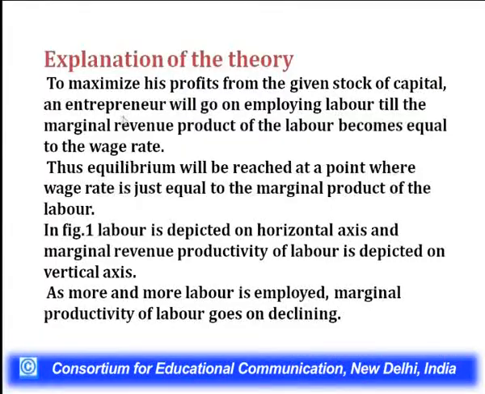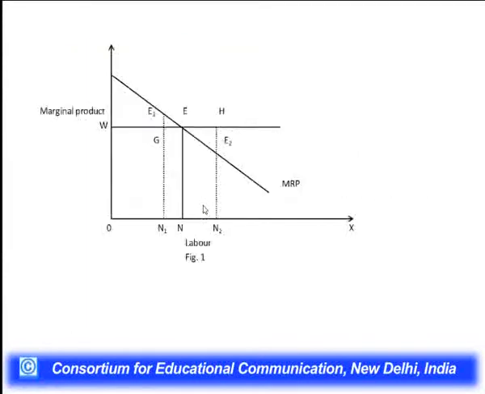Now we will explain this theory. To maximize his profits from the given stock of capital, an entrepreneur will go on employing labor till the marginal revenue product of labor becomes equal to the wage rate. Thus, equilibrium will be reached at a point where the wage rate is just equal to the marginal product of labor. This is shown in figure 1.